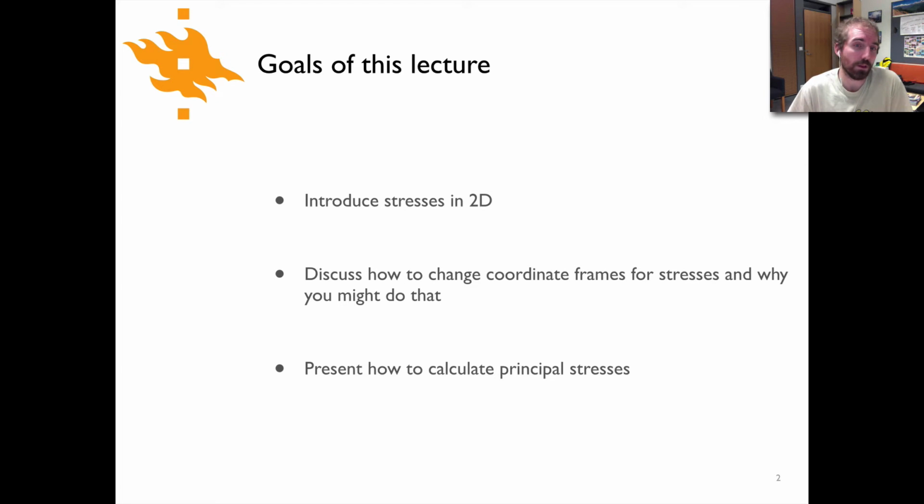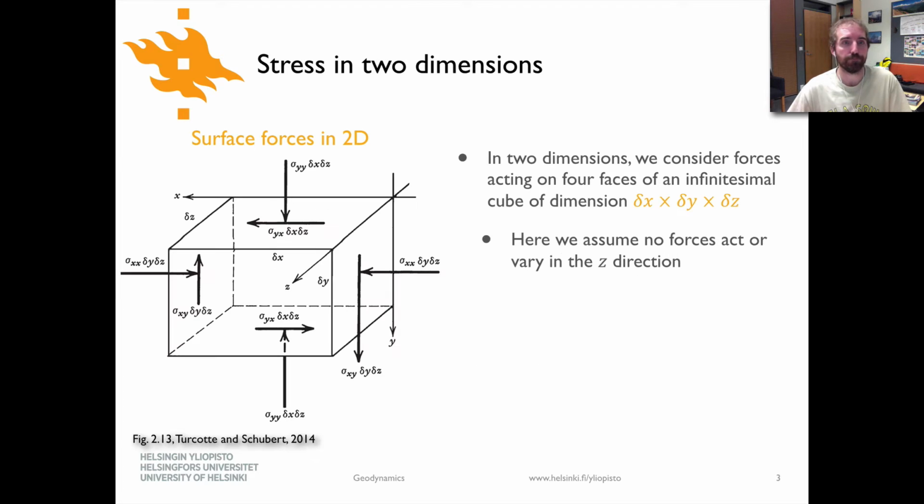We have three goals for the lecture. First, we're going to introduce the stresses in two dimensions. Turns out you've seen a lot of this stuff already, but we're going to put it all together to describe stress in two dimensions. Then we'll talk about how to change coordinate reference frames for stresses and why you might want to do that. This actually has to do with the last point in the lecture, and that is about principal stresses and how to calculate principal stresses. So you'll see why it's important along the way to change coordinate reference frames.